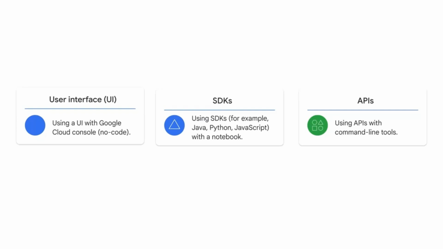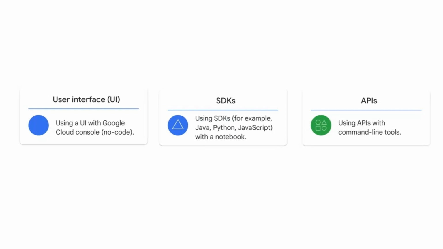Using predefined SDKs in different languages like Python and Java with notebooks like Colab and Workbench, which are seamlessly integrated within the Vertex AI platform. Utilizing Gemini APIs in conjunction with command line tools like curl. Regardless of which method you use to access Gemini multimodal, you start with a prompt.